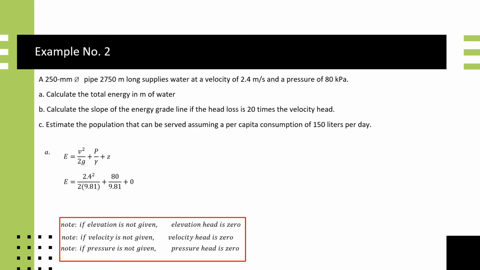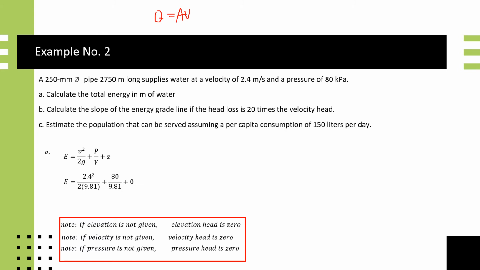So, if elevation is not given, elevation head is 0. Then, if velocity is not given, velocity head is 0. If pressure is not given, pressure head is 0. But, for some cases, if ever given si Q, which is the discharge, automatic kasi meron kang given na diameter ng pipe. Makukuha mo ang velocity dito. Ibig sabihin, pag nakuha mo yung velocity dyan, pwede mong isolve to. Hindi porket wala kang nakitang velocity sa problem, ika-cancel mo na tong V squared over 2G na velocity head.